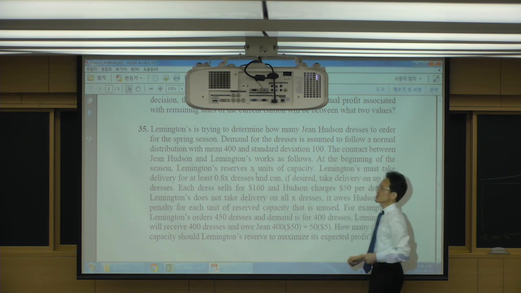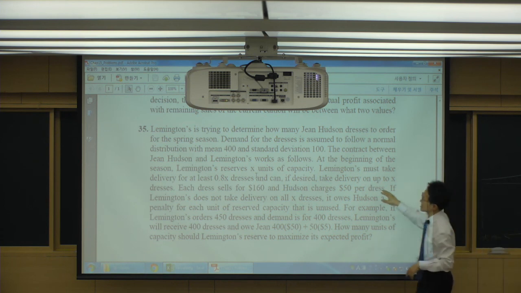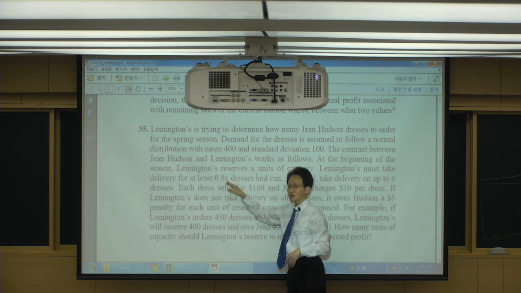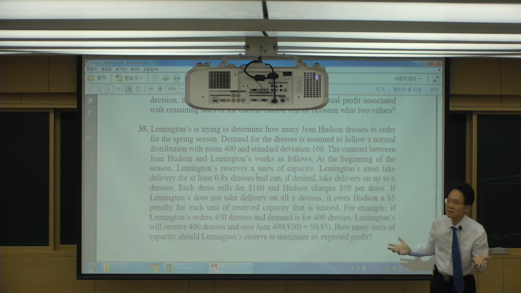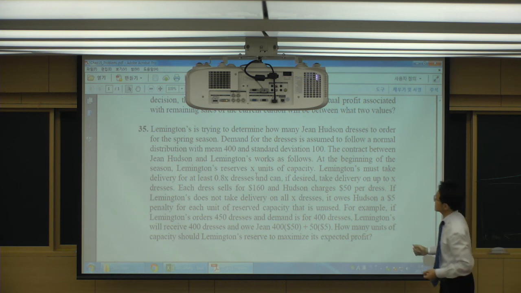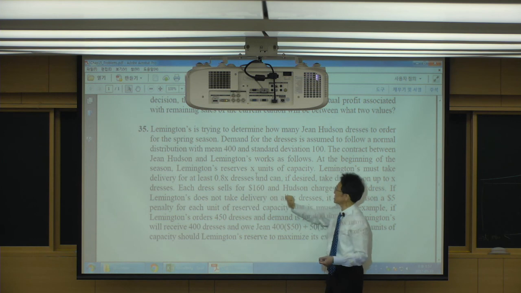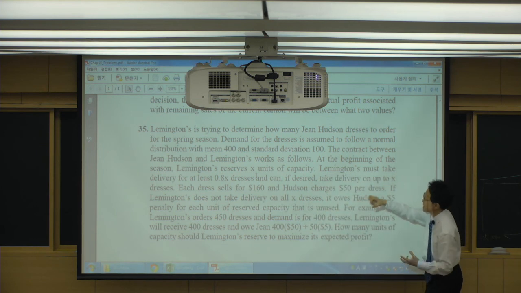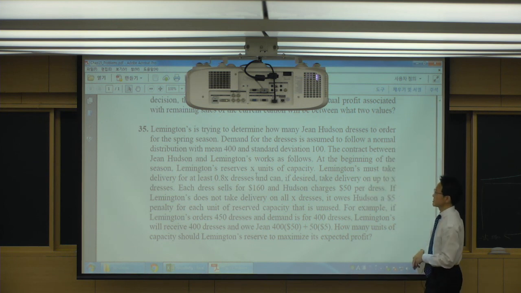Once you have that reservation, sometimes there is a minimum amount you have to buy. In this case, it says that 80% of the capacity you have to buy no matter what, because otherwise the outsourcing company should take all the risk, right? And then there is some information about the selling price, 160. When you buy this dress from, in this case, Hudson, you pay $50.